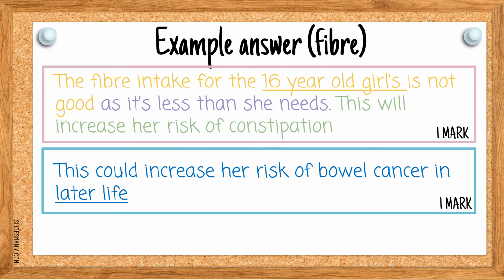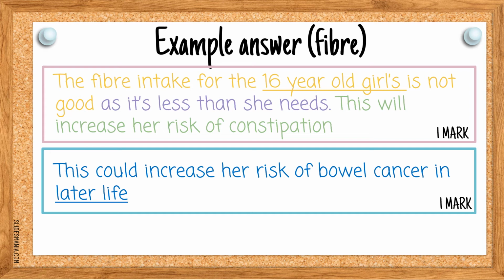Our next example answer is for fibre. So again, we started off with our opinion, stating that the fibre intake for the 16-year-old girl is not good, as it's less than she needs. So that's our opinion, and then we've got our fact in purple. In green, we have got our consequence, so we're explaining why this isn't a good thing, and that's because it will increase her risk of constipation.